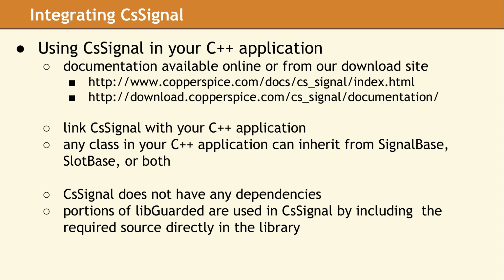So to use the CsSignal library and add signal and slot delivery to your C++ application, simply link the library in with your code. Determine which classes in your application will be sending and receiving signals, and inherit from signal base and slot base as needed.